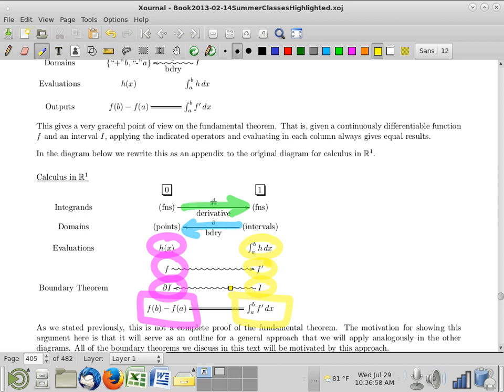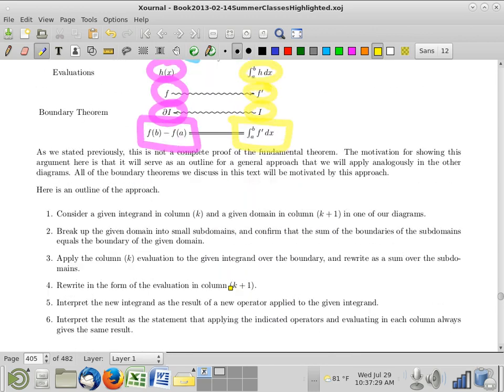Okay, so all of the boundary theorems that we're going to talk about, all of the generalizations of the single variable fundamental theorem of calculus, all of the special cases of Stokes' general theorem, they're all going to have the same kind of pattern. We're going to be looking at boundaries. We're going to be trying to make sense out of what kind of an operation I can do such that the left side will evaluate the same as the right side. And we're going to be successful in all these attempts.